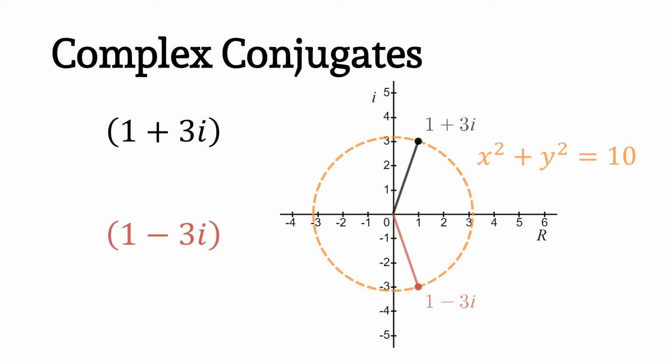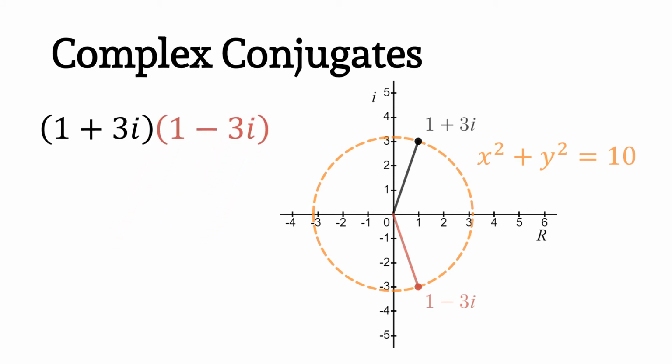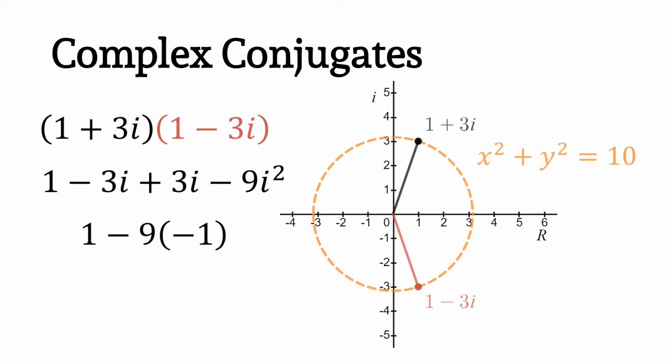Now, the special thing about complex conjugates is that when we multiply them, we'll always end up with a real number. In this case, we'll distribute the terms to get 1 minus 3i plus 3i minus 9i squared. Since this mimics the difference of squares factorization, we know that when we multiply the complex conjugates, the middle terms will cancel. And we've seen before that i squared equals negative 1, so we can make that substitution as well, and we end up with 1 plus 9, which is 10.